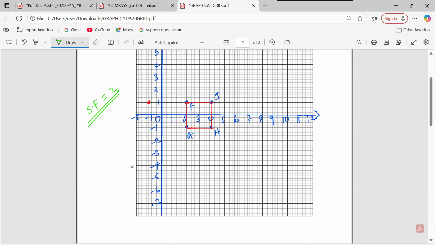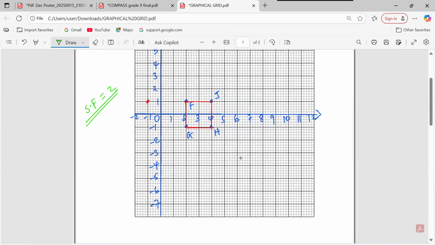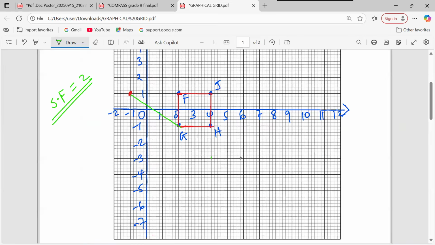So look at this. We connect to the center, then we elongate to the same side. I hope this one must be understood. So we connect to the center, then we elongate. We just extend on the same side.